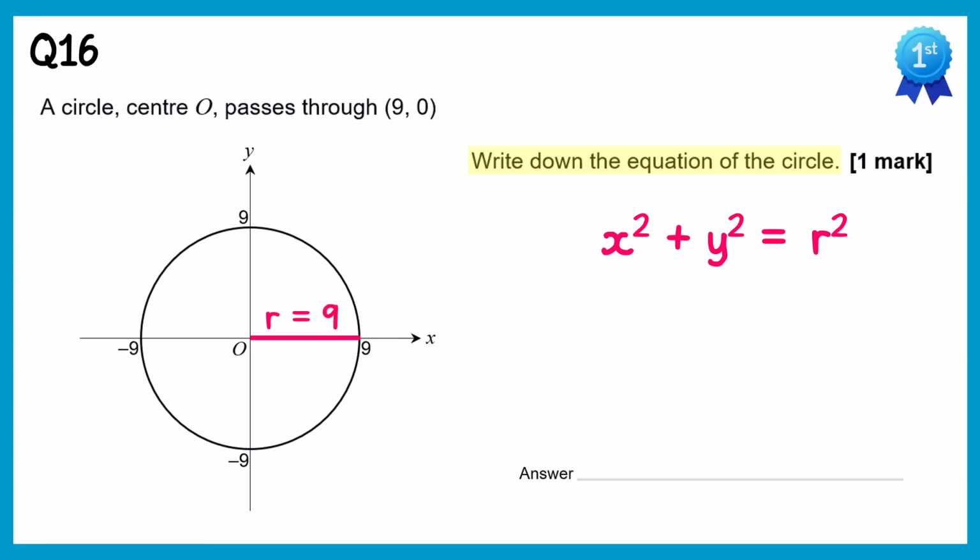So it will be x squared plus y squared equals 9 squared. 9 squared is 81, so the equation is x squared plus y squared equals 81, and that's the answer to the question.